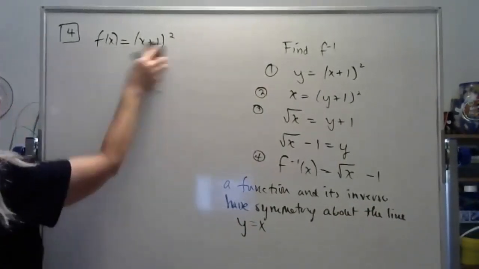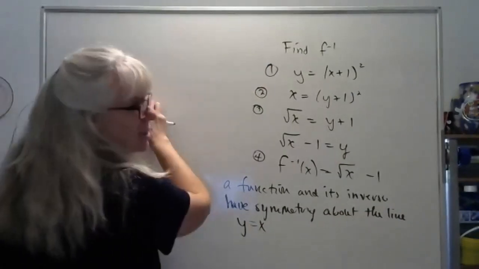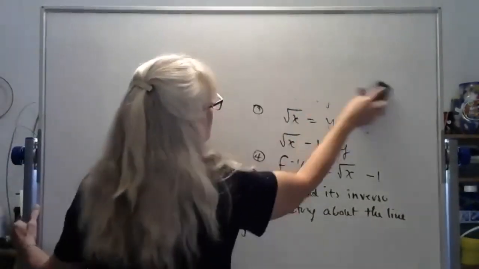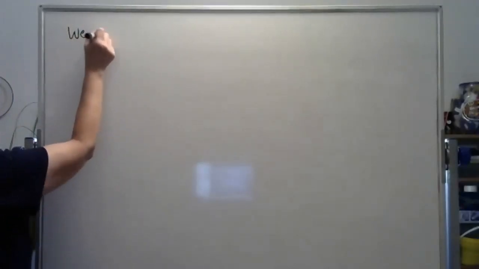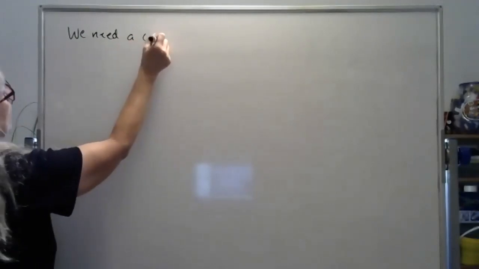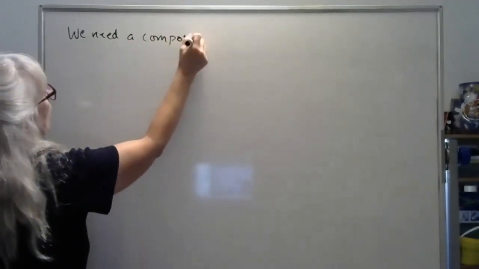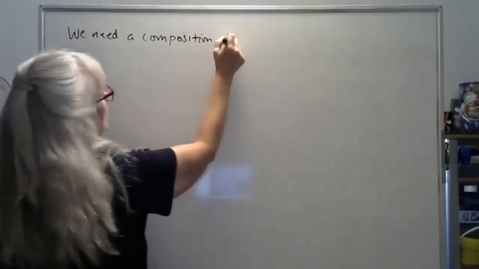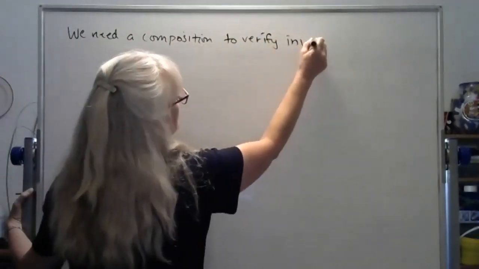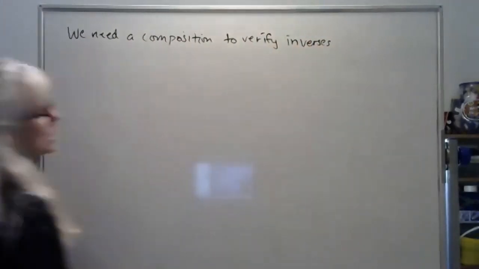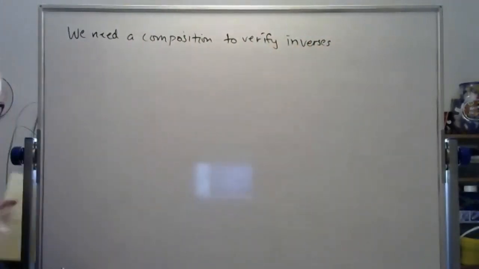So you may be wondering why we needed the idea of composite, because we haven't done anything with a composite yet today, but we spent time on it yesterday. So why do we need a composite function? Well, the composite lets us verify a function and its inverse. So we need a composition to verify inverses. The composition is the only way to verify that 2 functions are inverses.